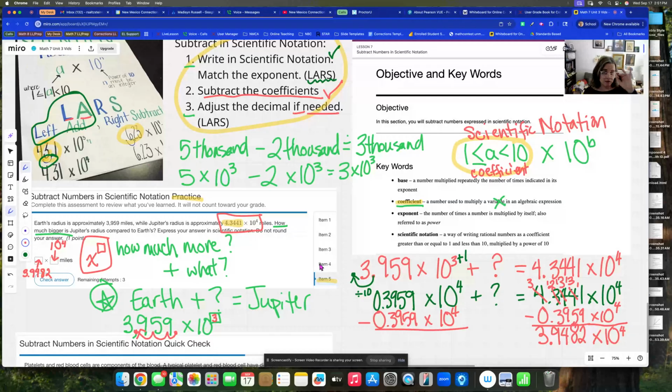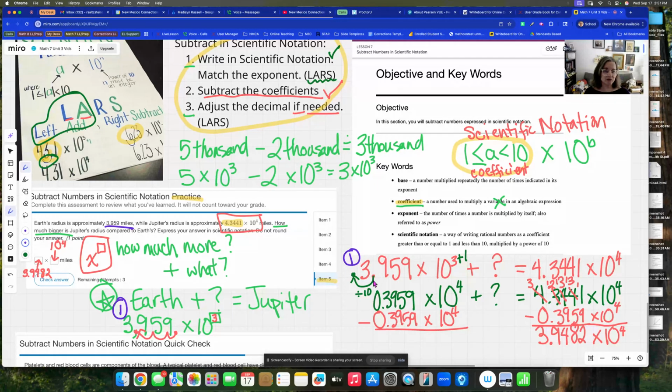All right, so again here, all of the steps that we did, let me label them in a nice purple color. Write in scientific notation. That's what I did here. Earth was not written in scientific notation, so I had to do that. Okay. Then matching the exponents, that's what I did right here. This was still step 1.